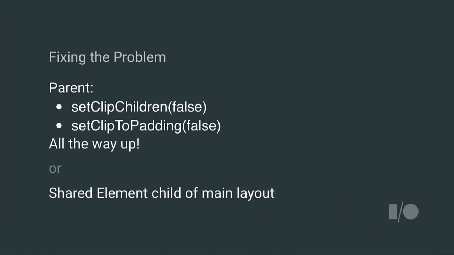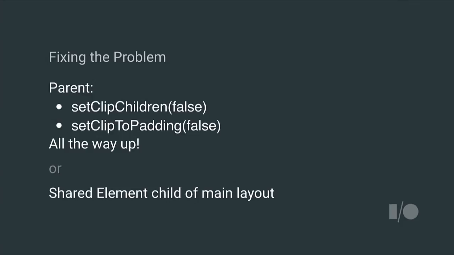So what we can do, of course, is tell the parent, don't clip it. So you say, set clip children to false, and also set clip to padding false as well. Now this might cause you a little bit of a problem with your drawing, so be careful with this. And also, it's a performance issue. You might consider doing this only during your transition.